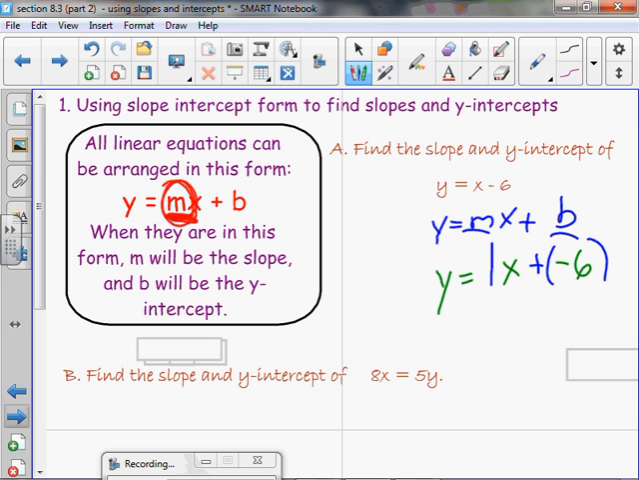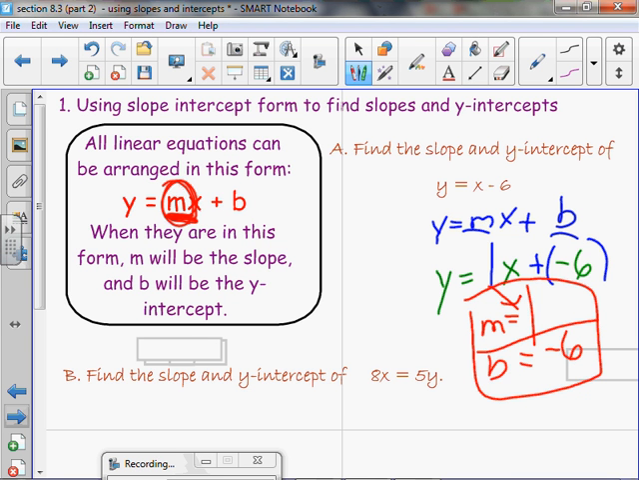What would our slope be then? Slope is 1, because that's this guy right here. And then what's our y-intercept, which is represented by the letter b? b is negative 6. We're done. See how easy that is?